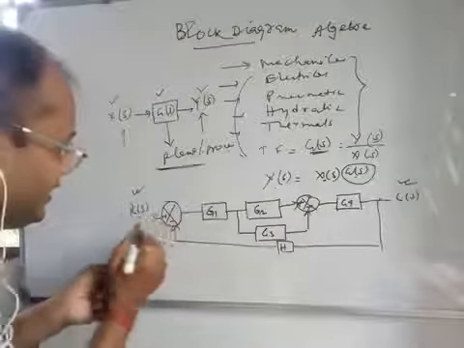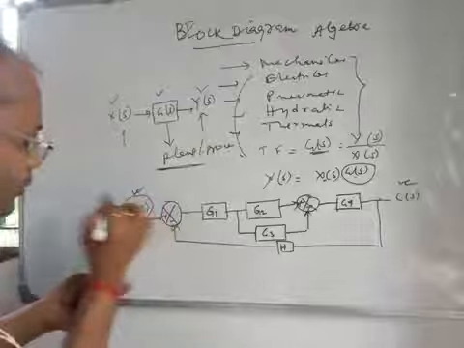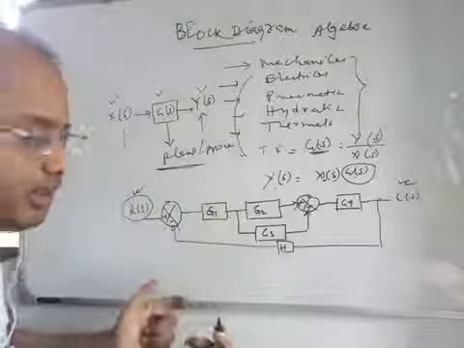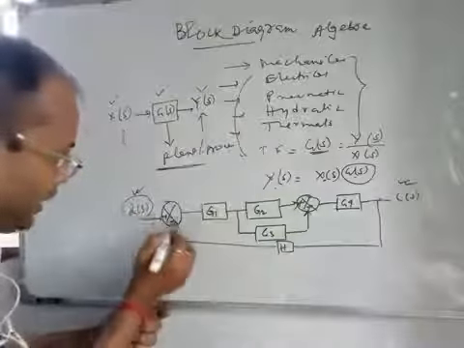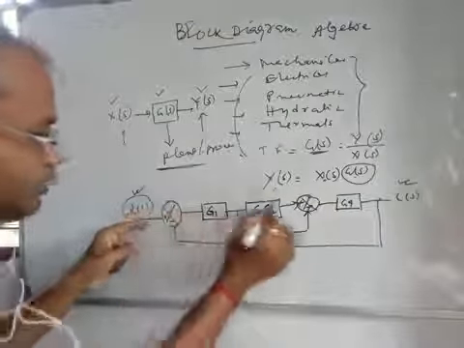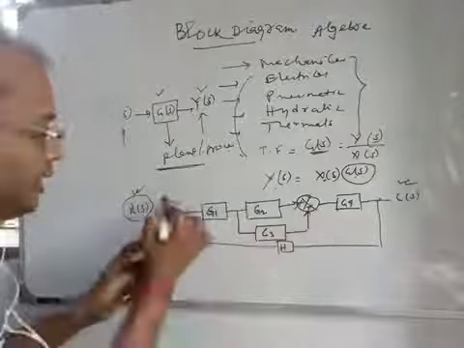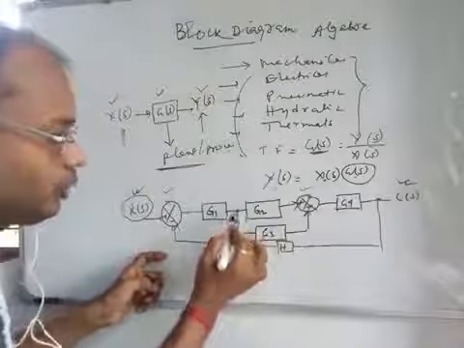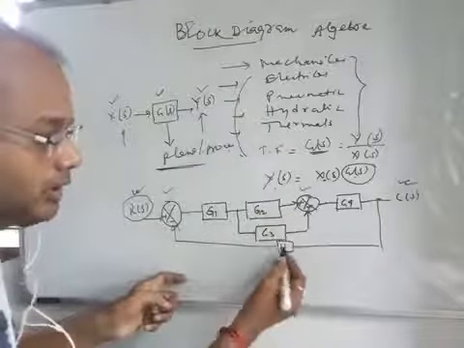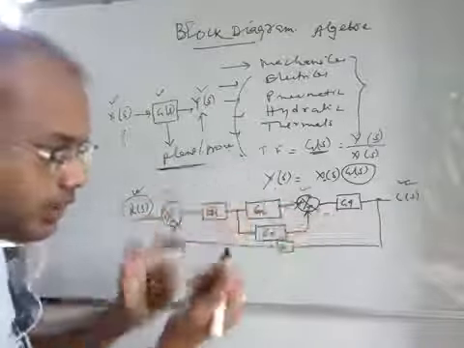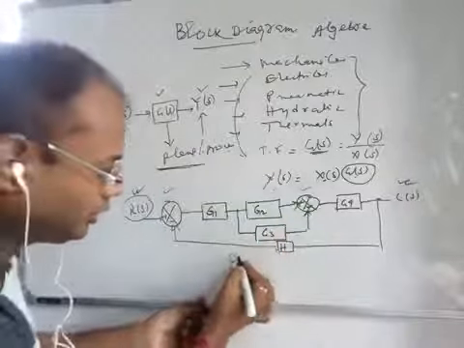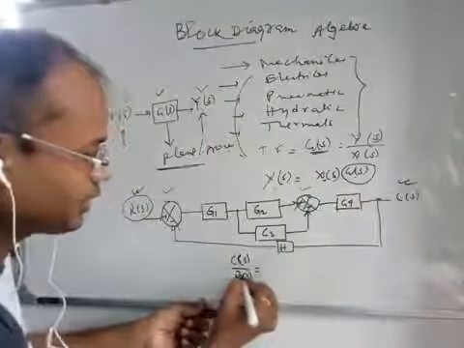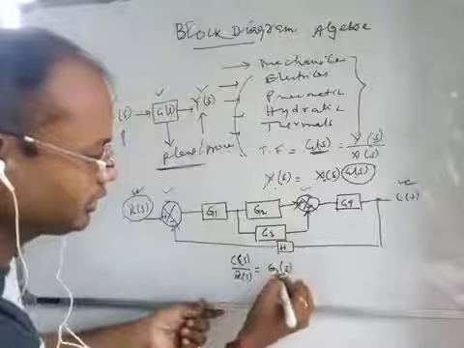That means for a system, when you apply any kind of input, that may be a time domain signal, that may be a frequency domain signal, whatever. Once this signal is applied, we need to know these different types of blocks. What is this? What is the role of these points? And why are these connected like this? And what do we have to do? Actually, we want to get C(s) by R(s). That means our aim is to get the overall transfer function of the system G(s).